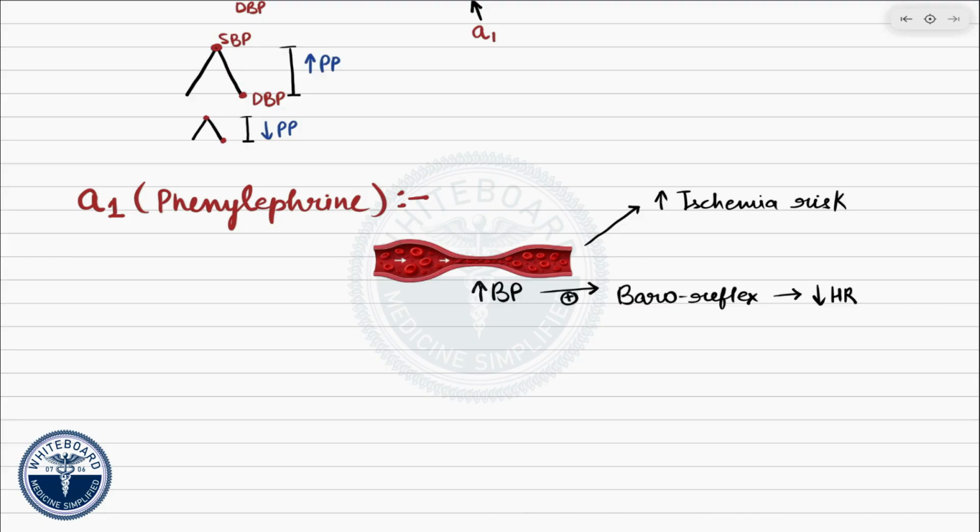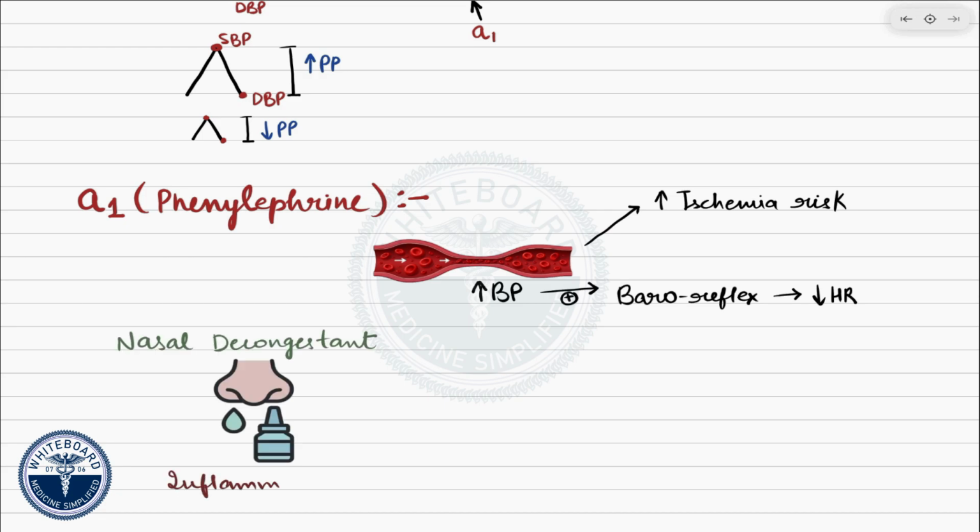Instead, phenylephrine is much more commonly used for its local or topical vasoconstrictor effects. One of its most common uses is as a nasal decongestant. During inflammation, the blood vessels in the nasal mucosa become dilated, leading to increased blood flow, swelling, and the feeling of nasal congestion.